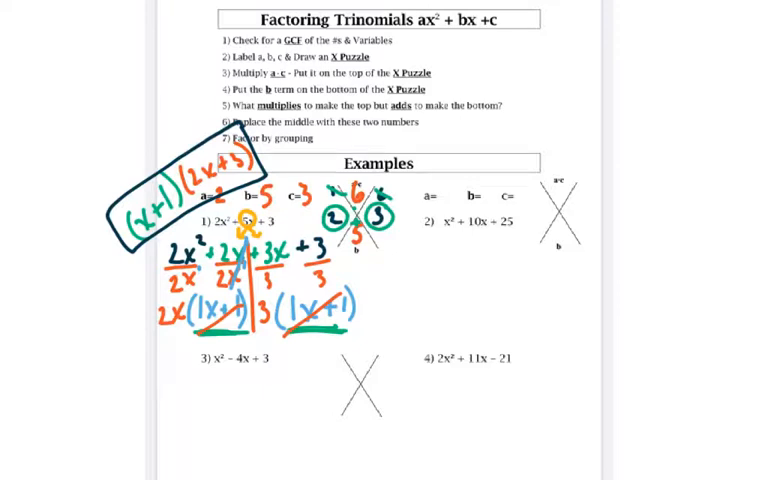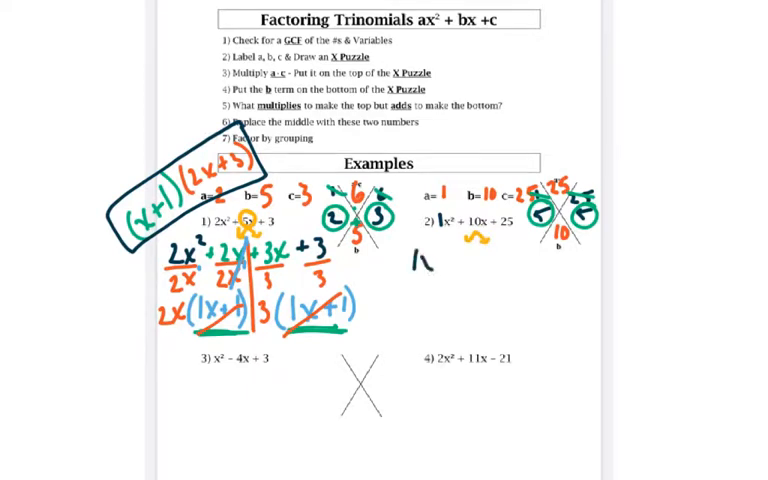In number 2, this is the same as writing 1x squared. A is the number 1, B is the number 10, C is the number 25. So I start by multiplying. My A times my C is 25. B stands for bottom, so I put a 10 at the bottom. I list my factors of 25. Then I figure out which ones add to make the bottom number. I use those numbers to split the middle.